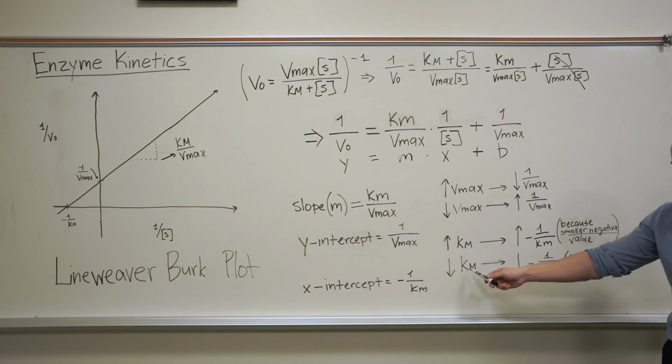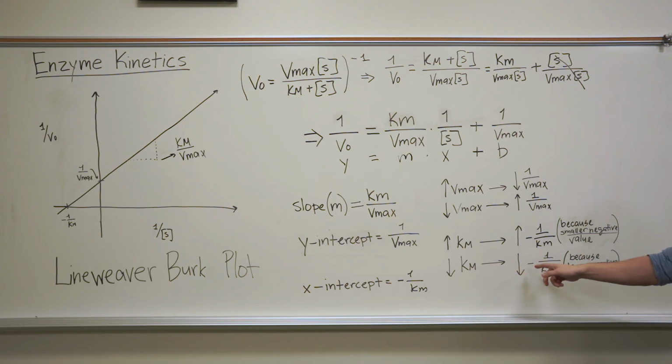Now, conversely, if Km is decreasing, then negative 1 over Km also decreases. That's because in the denominator, this Km decreases, so this whole fraction becomes bigger, but there's a negative in front of it, so it becomes a larger negative value.